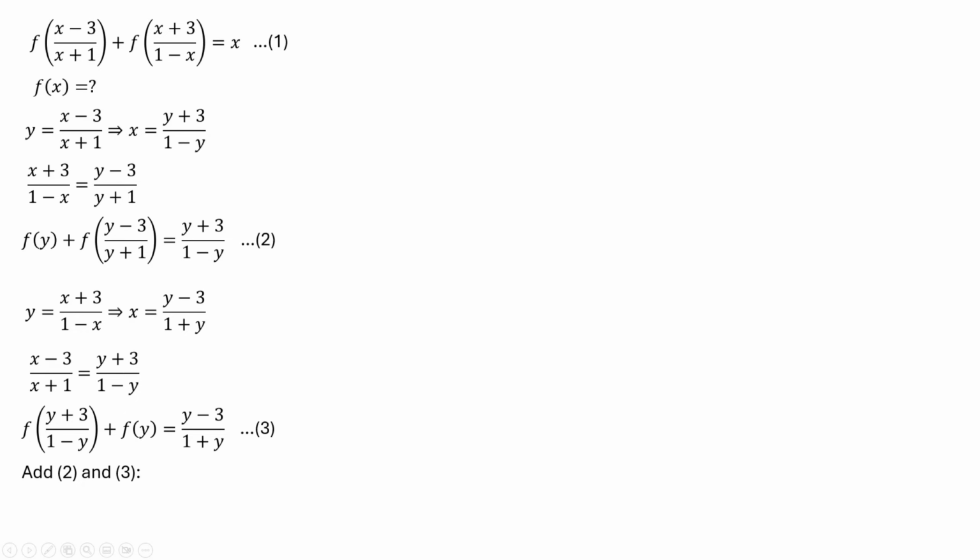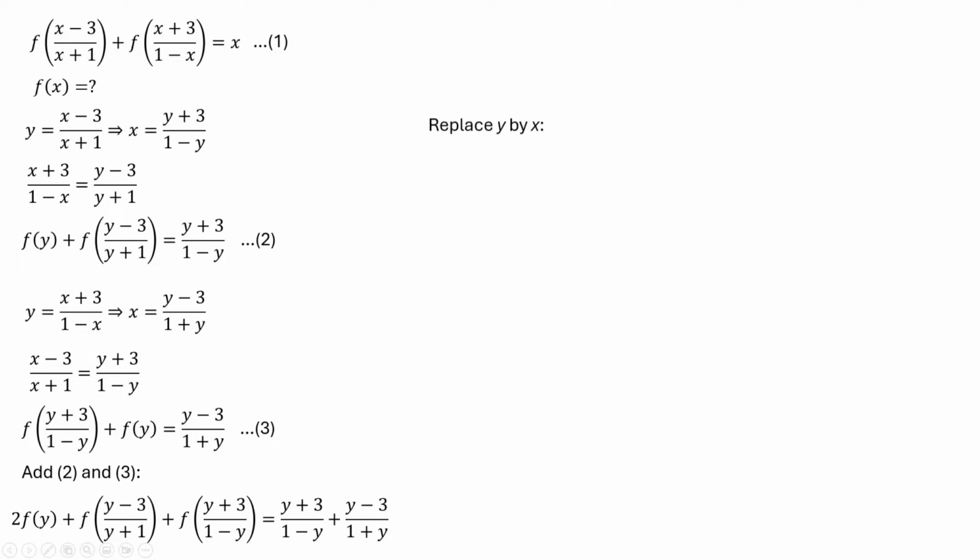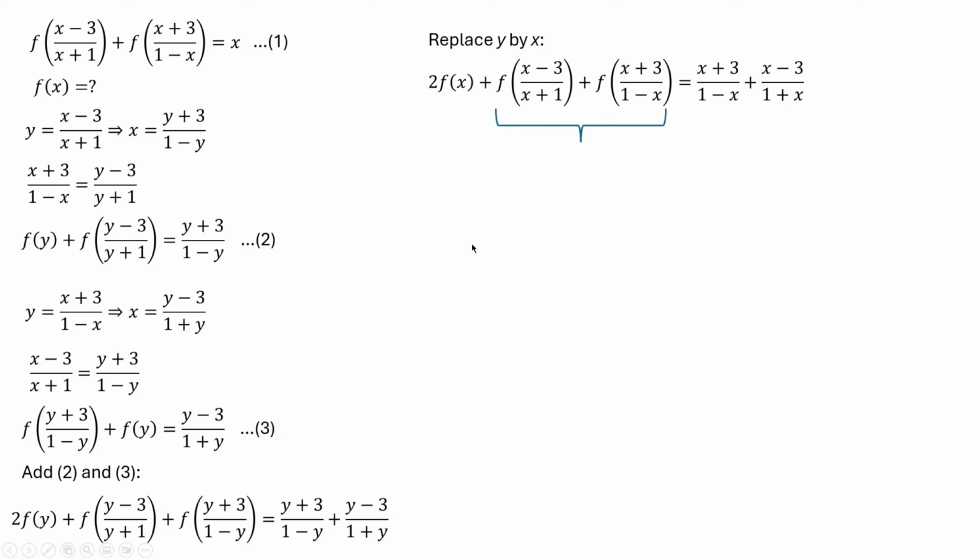By combining equation 2 and 3, we have f(y) plus f(y), 2f(y), plus f((y−3)/(y+1)) plus f((y+3)/(1−y)) equal to (y+3)/(1−y) plus (y−3)/(1+y). Replacing y by x, we have this equation.